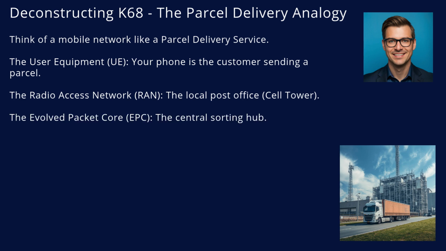Then, there is the EPC, or Evolved Packet Core. This is the massive central sorting hub. It decides if you are allowed to send parcels, security, and where they need to go. Finally, the internet is the destination. The parcel travels from your phone, to the tower, to the core, and out to the world.